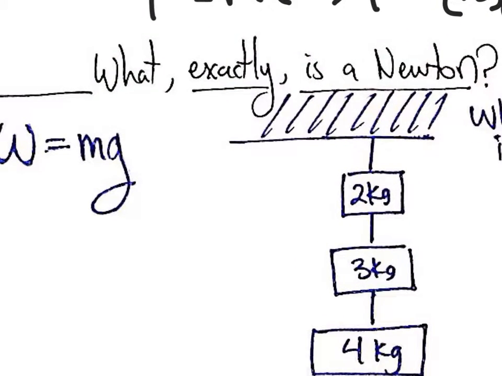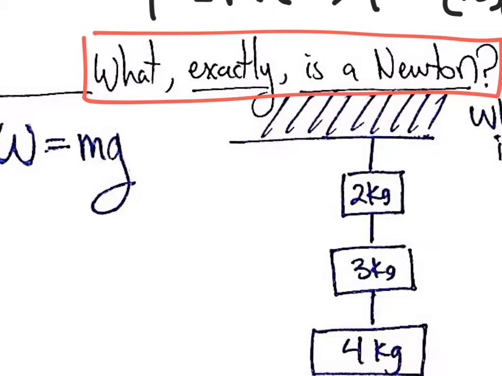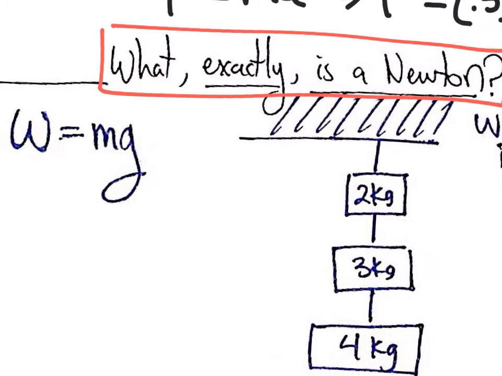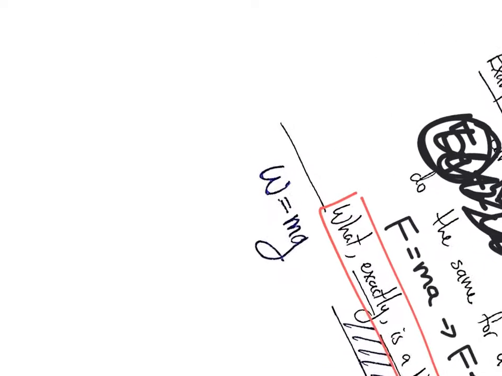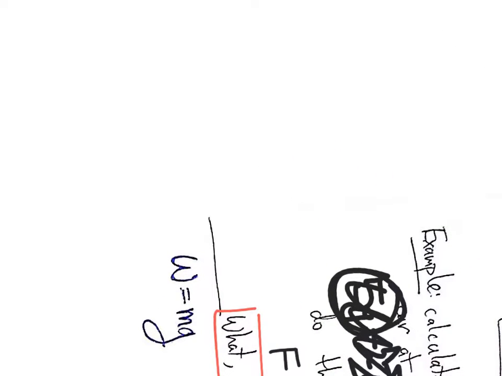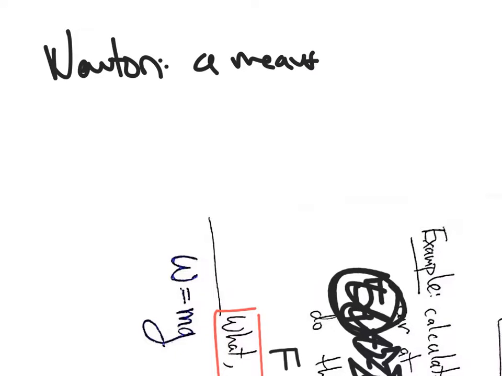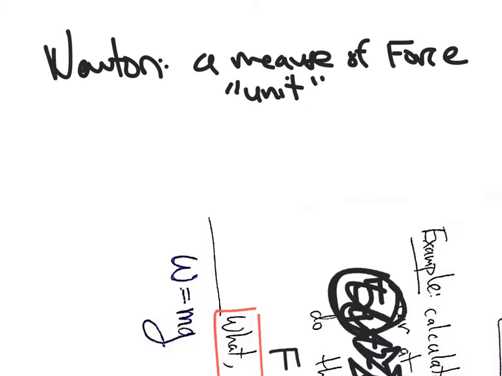So I'm looking at this because this question arises. What exactly is a newton? So we can say two things, and I'm just going to write this in the margin here. I like how I have infinite scratch paper. So a newton can be defined as a measure of force. Okay, and so it's a unit that we use for force.